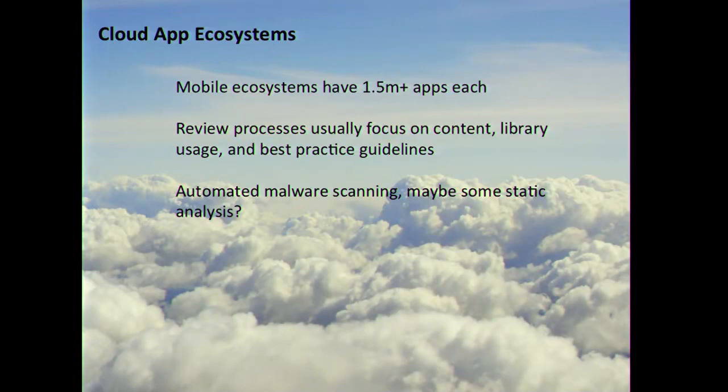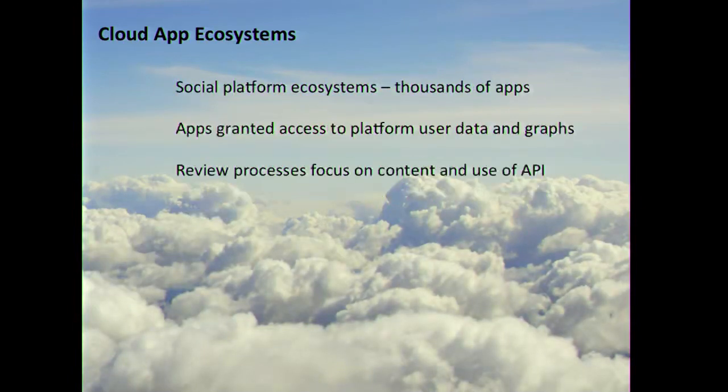So now these platform providers have to balance the volume of their app marketplace with their security controls, and that's a major challenge. And I think if you've been reading the news over the past couple of years, you've seen evidence of how much of a challenge that is. We also have social platform ecosystems with thousands or tens of thousands of apps. And those apps, as you might expect, are granted access to user data on the platform. They're granted access to your social graphs. And that's information that's pretty useful for phishing. And again, the review processes in those marketplaces usually focus on content and use of API, intellectual property, and trademark violations. But those apps can still access all this user data and send it to other services in the background.